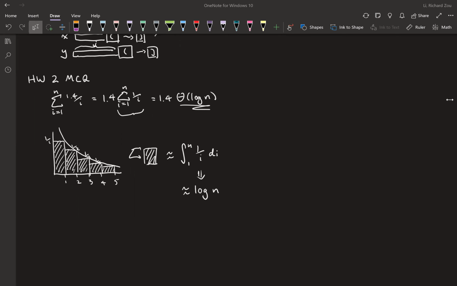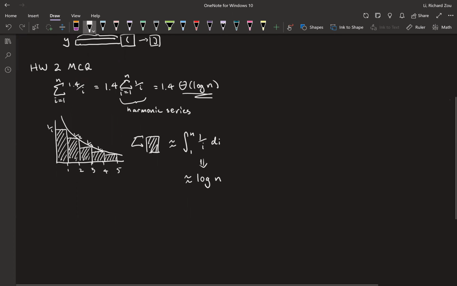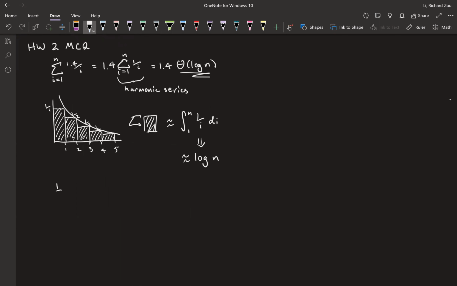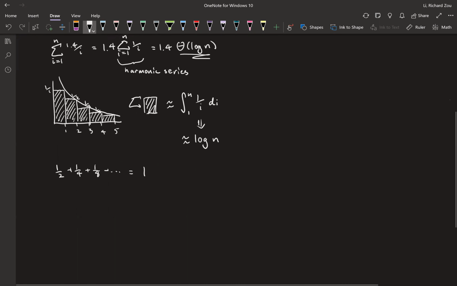So usually if you see a summation of fractions, it most likely is log basically. Okay, so this is specifically for the harmonic series, right? If it was 1 over 2 plus 1 over 4 plus 1 over 8 plus and so on, this actually converges to 1, just using a slightly separate argument.